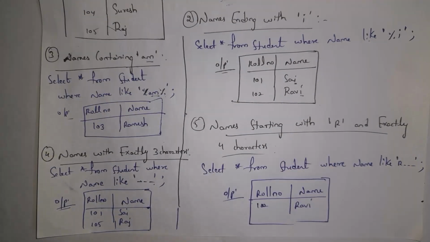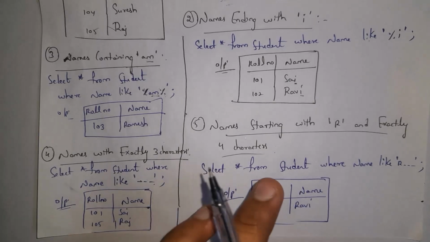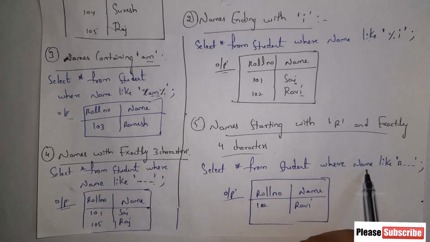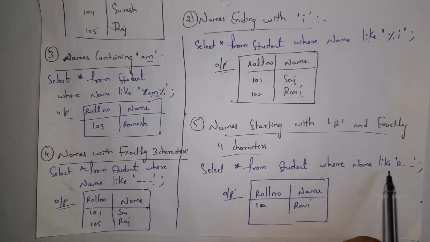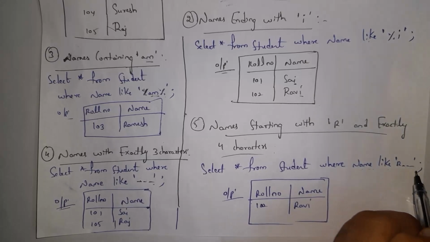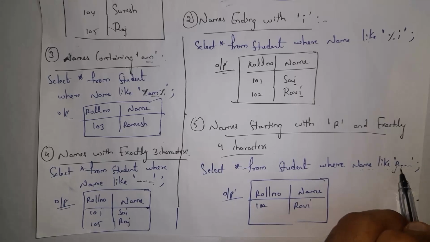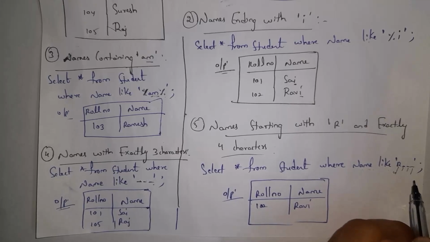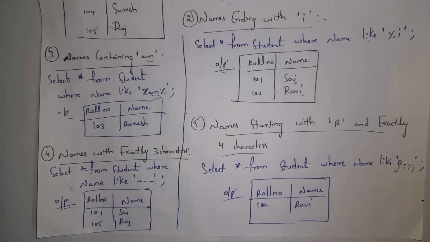I want to find names of the students starting with R and having exactly 4 characters. So the first one is R, and the rest 3 can be any characters. For that I need to write select star from student where name, that is the column name, LIKE R followed by 3 underscores, that is nothing but starting must be R and the remaining 3 underscores can be any characters. Whenever I execute this query, I'll get output like roll number 102 Ravi, starting with R, rest 3 characters AVI. So this is my output. This is all about pattern matching in SQL.